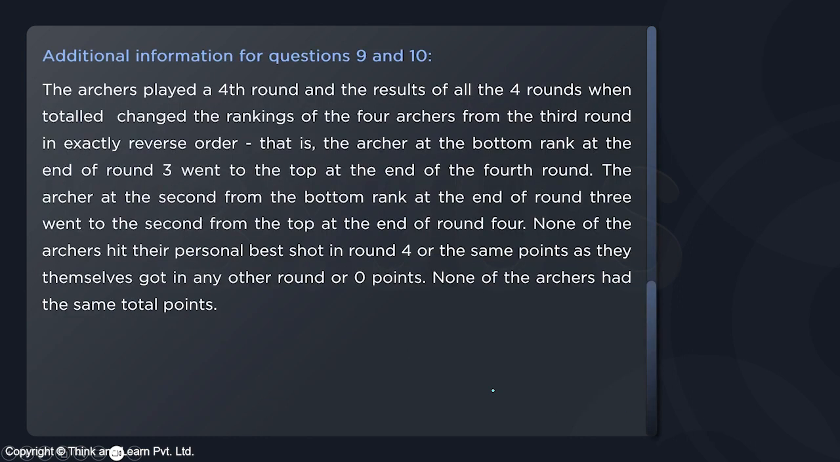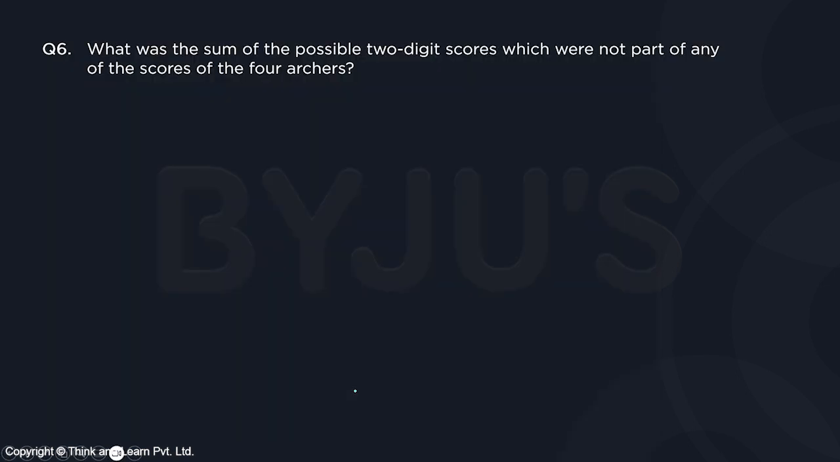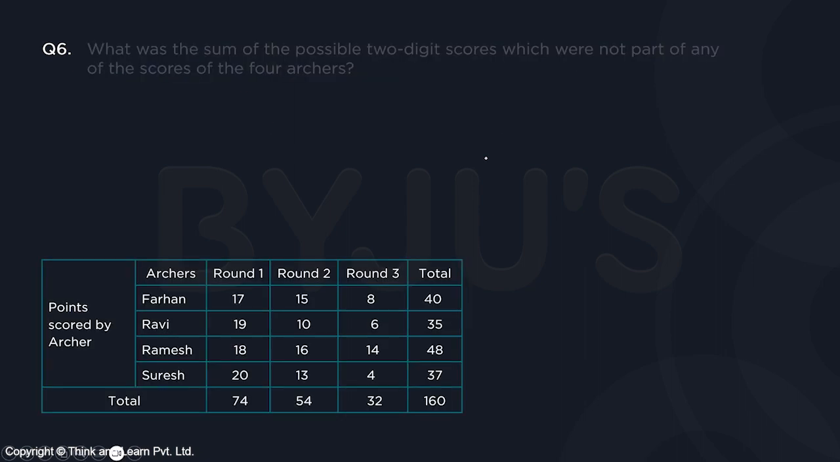For question number 9 and 10, there is some additional information. We will be using it at that time only. Let's talk about first question. What was the sum of the possible two-digit scores which were not part of any of the scores of the four archers? Okay, let's have a look at the table.